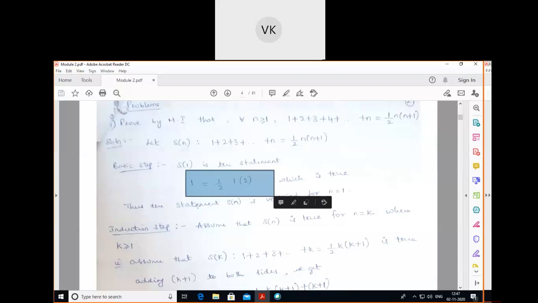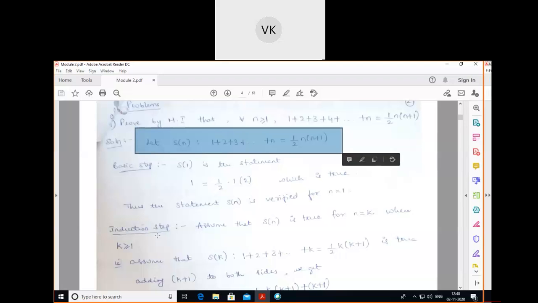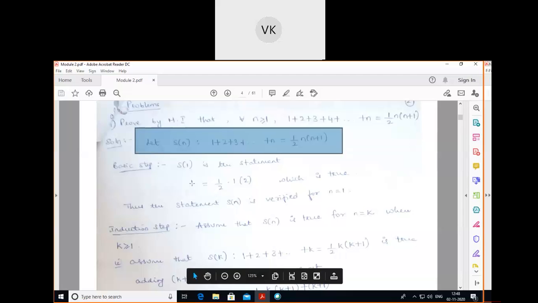To simplify this, what do we get? 1 is equal to 1 only. This 2 and this 2 get cancelled out, so LHS 1 is equal to RHS 1, which is true. Thus the given statement S of n is verified for n equal to 1. In place of n we have put n equal to 1, simplified, and got 1 equal to 1, which is true.